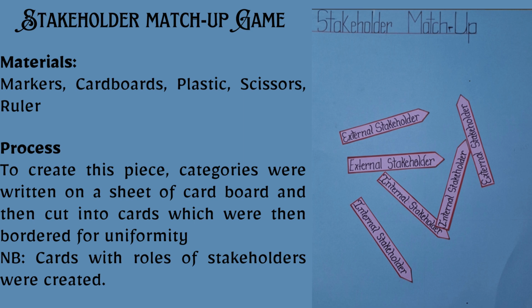Now, this is really where the fun comes in, and the materials that I needed were markers, cardboard, plastic, scissors, and a ruler. Now, to create it, I wrote the categories of stakeholders on a sheet of cardboard, and then I cut them and bordered them. And later, I also decided to create cards with the roles of stakeholders.